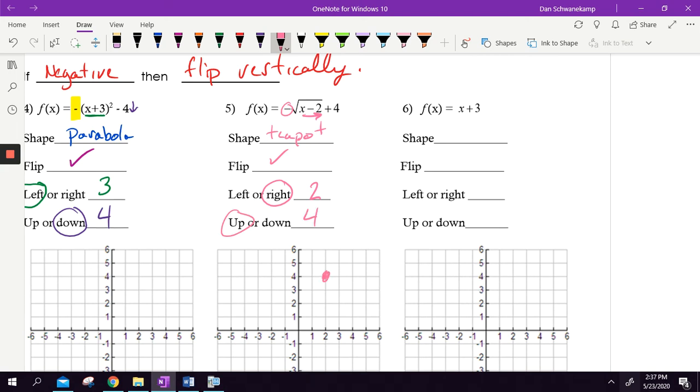Right 2, up 4. It's a teapot graph, so normally I'd go up 1 over 1, up 1 over 3, but I'm flipping it vertically. So if I'm flipping it vertically, I'm going to go down 1 over 1, down 1 over 3. That is a vertical flip. It went from a teapot to like a water slide graph that you could slide right out of that thing.